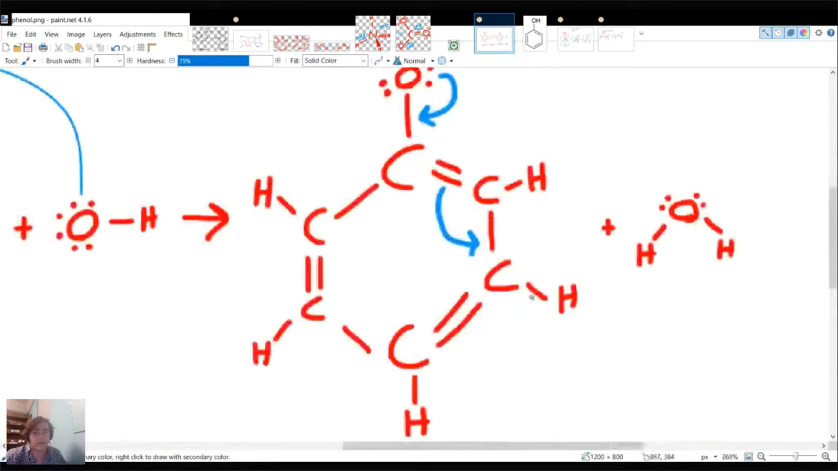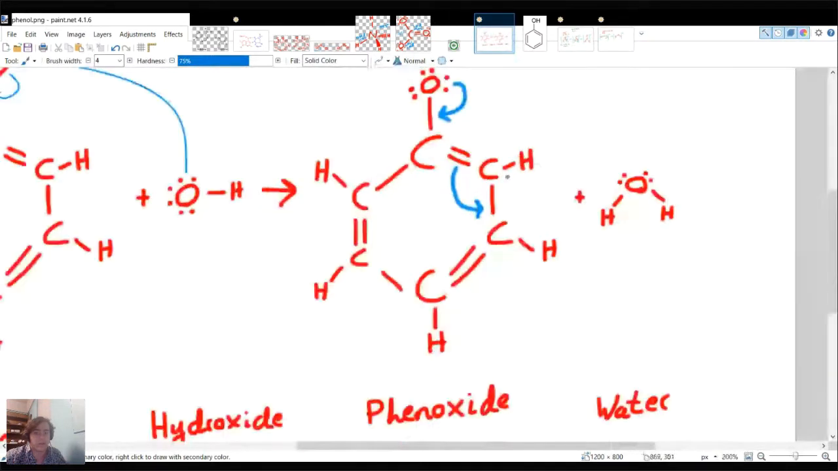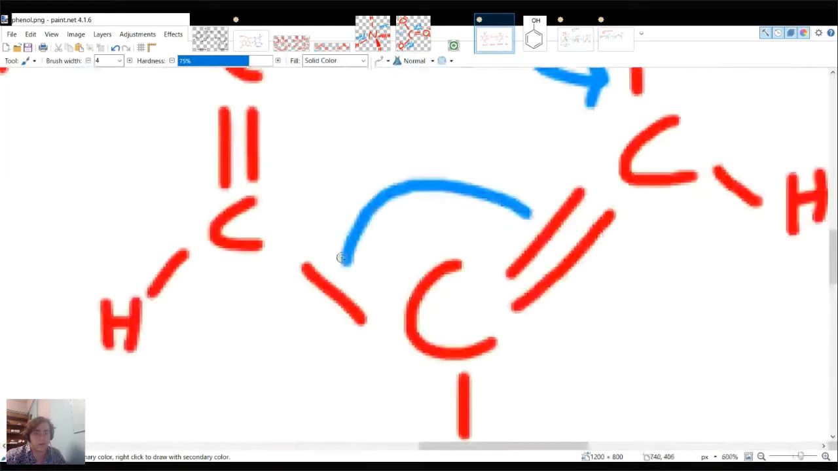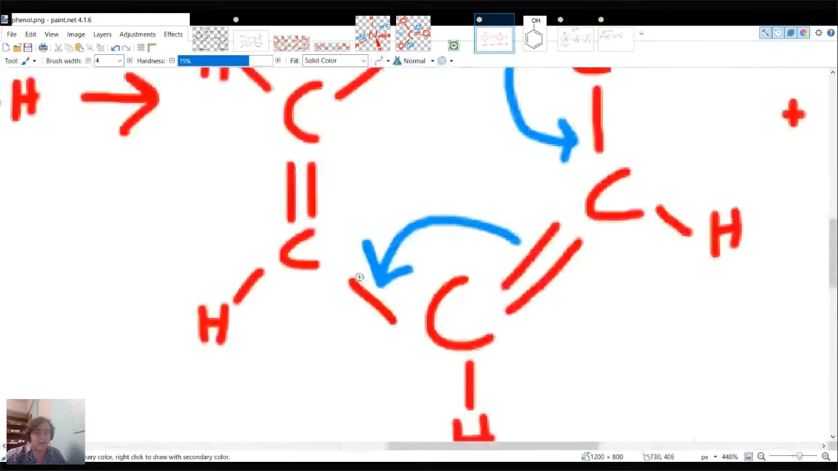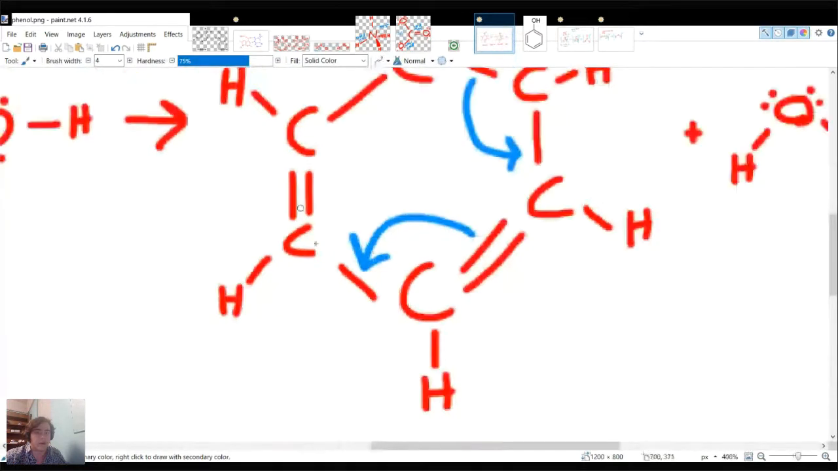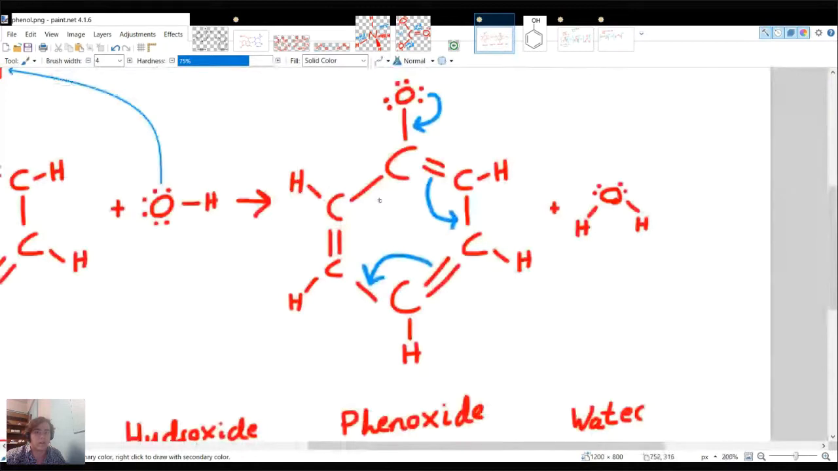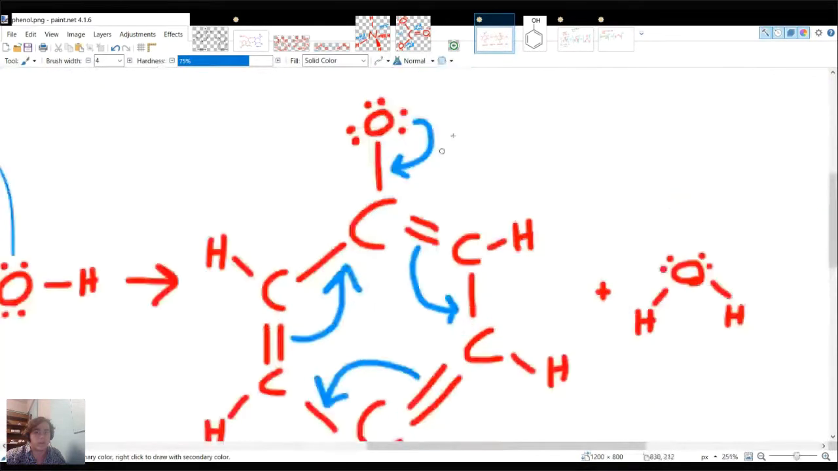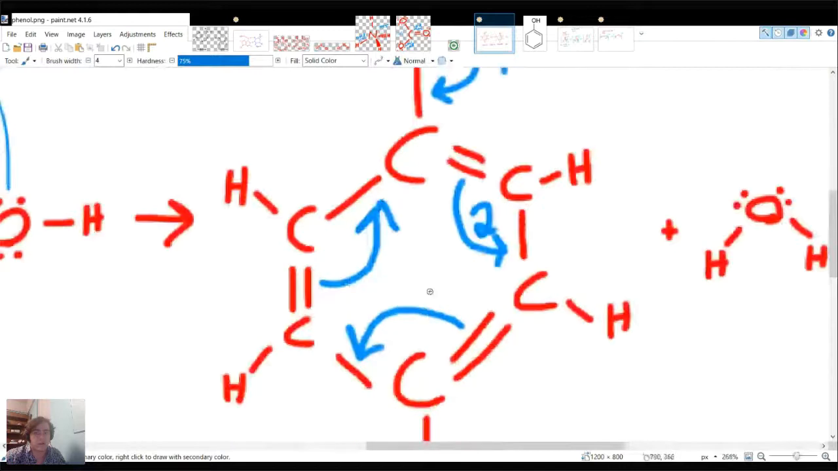But wait, now this carbon has 5 bonds. So now this has to move. So this moves over here. But wait, now this has 5 bonds. So this moves here. So this is step 1. This is step 2, step 3, step 4.